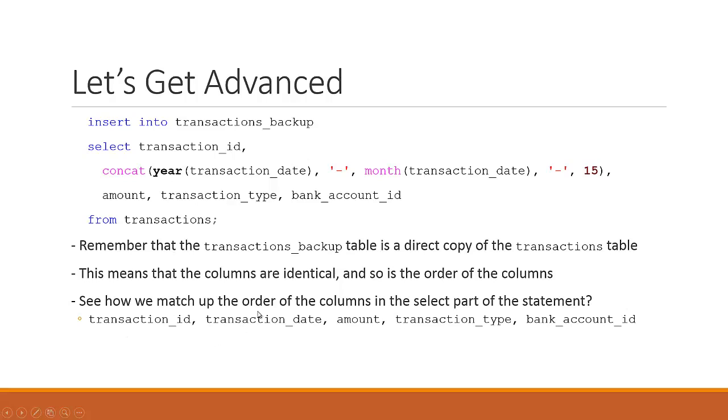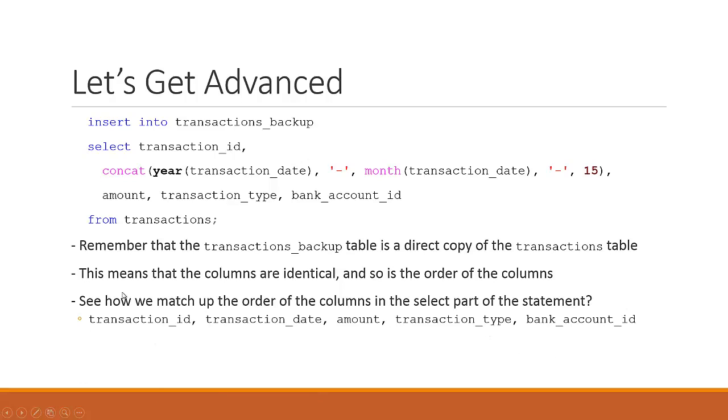Okay, so see how we match up the order of the columns in the select part of the statement? Look, select transaction ID. Okay, so this row here represents the exact order of the transactions backup table. So it's transaction ID, transaction date, amount, transaction type, and bank account ID. That is the order of the columns that exist inside the transaction backup table. Okay, so look at this order.